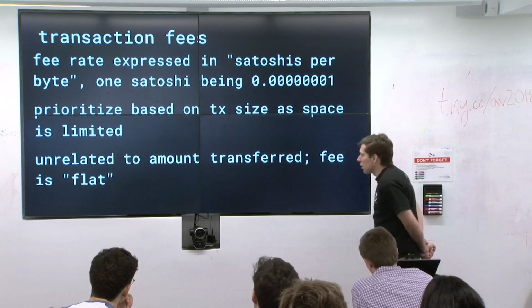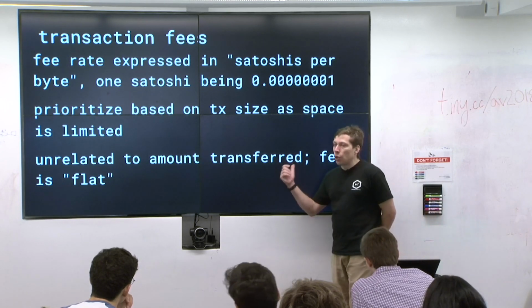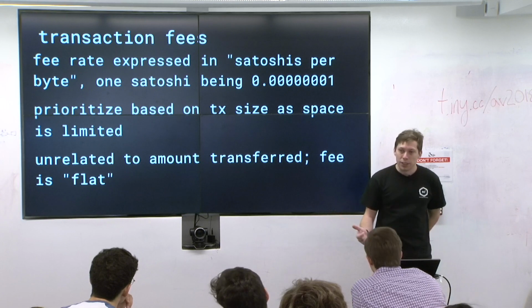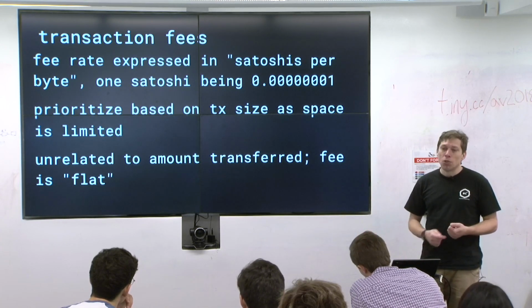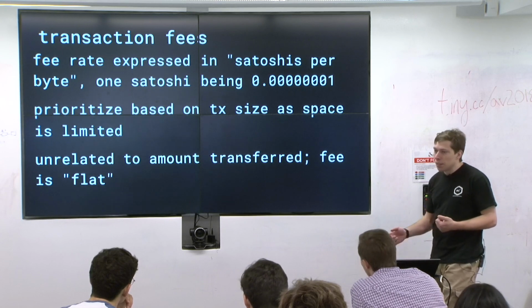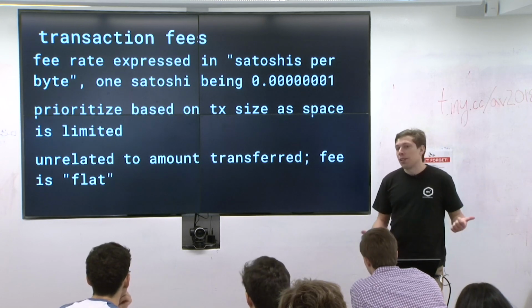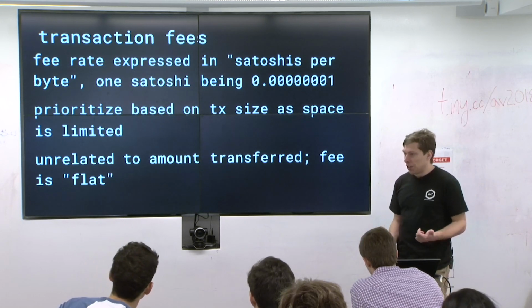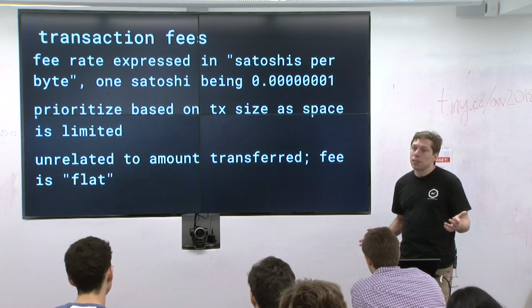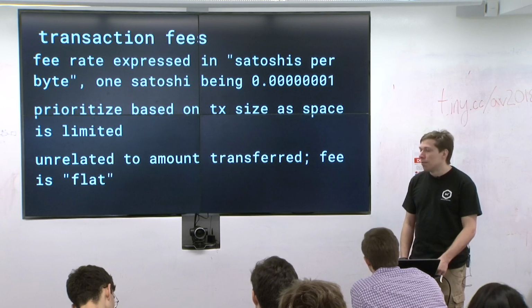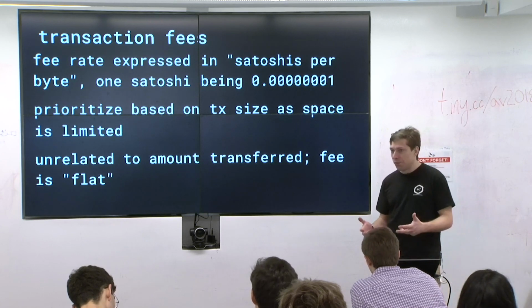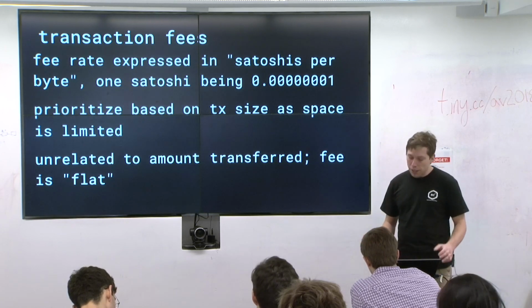What's also interesting is it's totally unrelated to the amount of coins being transferred, right? So in that sense, the fee is flat, right? Whether you're sending 100 Bitcoins or 1 Bitcoin or a millionth of a Bitcoin, the miner doesn't really care. It's just based on space. You're paying for your data usage of the network. And your actual monetary value transferring is unrelated to that.